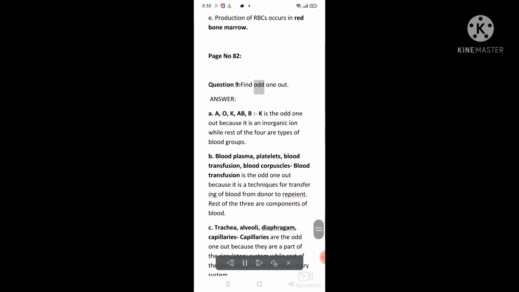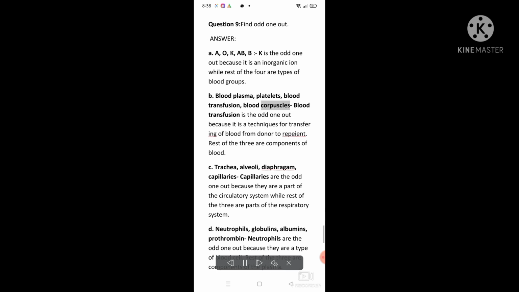Question 9. Find odd one out. Answer. A. A, O, K, AB. K is the odd one out because it is an inorganic ion while the rest of the 4 are types of blood groups. B. Blood plasma, platelets, blood transfusion, blood corpuscles. Blood transfusion is the odd one out because it is a technique for transferring blood from donor to recipient. The rest of the 3 are components of blood.